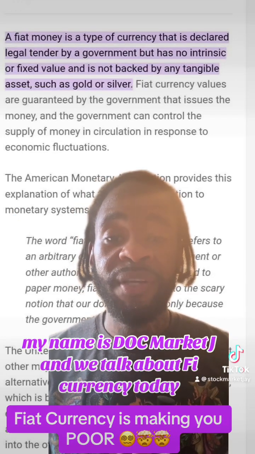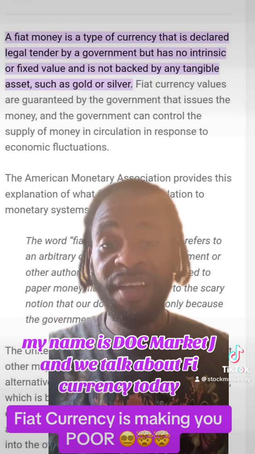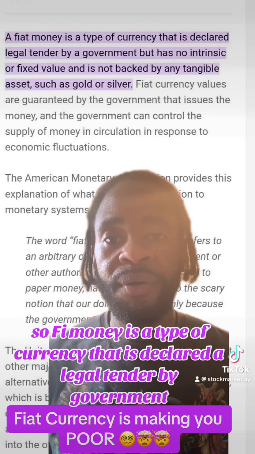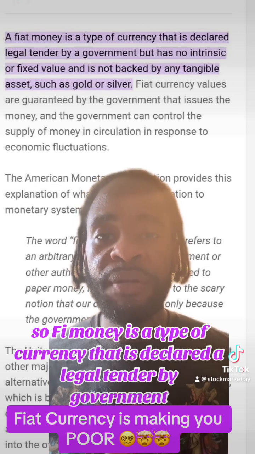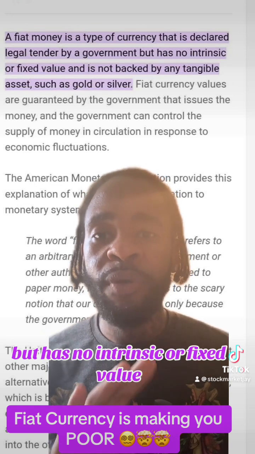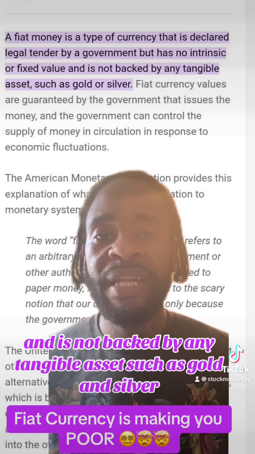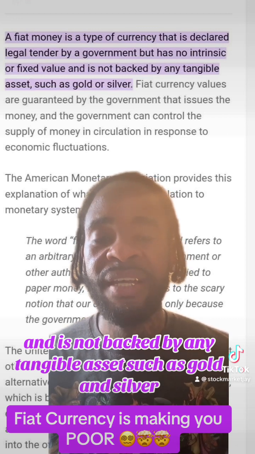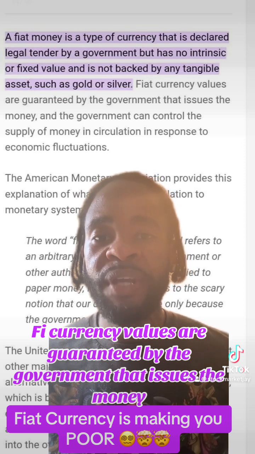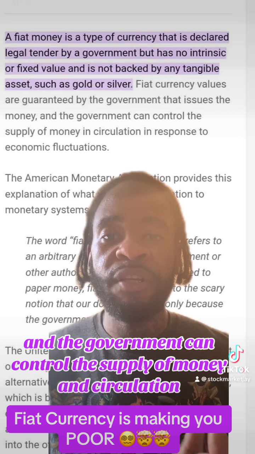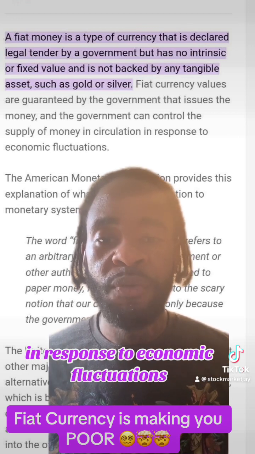My name is Stock Market J, and we're talking about fiat currency today. All right, guys. So, fiat money is a type of currency that is declared legal tender by a government, but has no intrinsic or fixed value, and is not backed by any tangible asset such as gold and silver. Fiat currency values are guaranteed by the government that issues the money, and the government can control the supply of money in circulation in response to economic fluctuations.